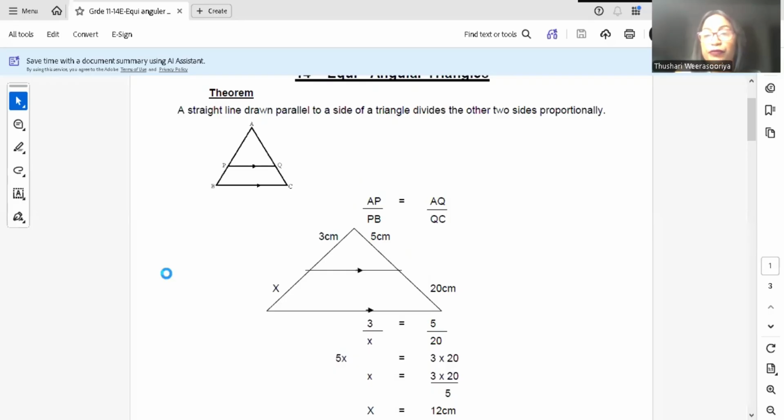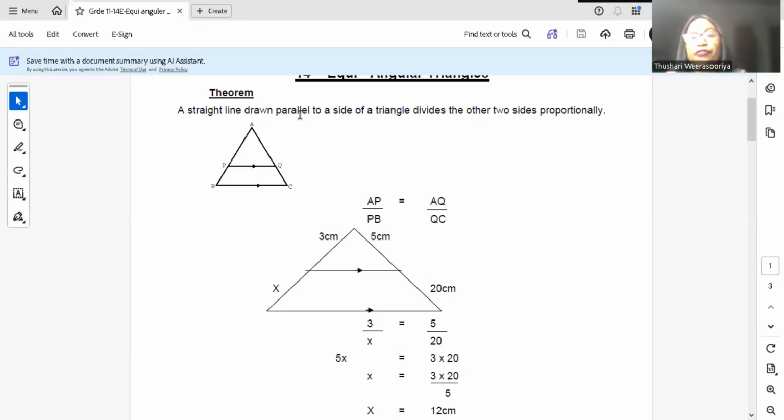Today I'm going to do the grade 11 second term English medium equiangular triangles. That is the 14th chapter. Before we learn the equiangular triangles, there is a special theorem, right? First we learn that theorem.